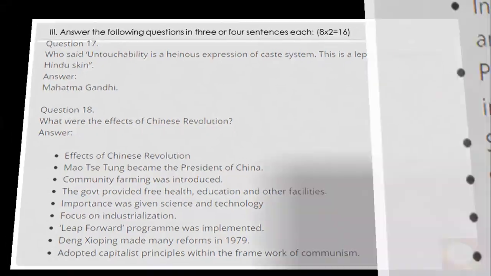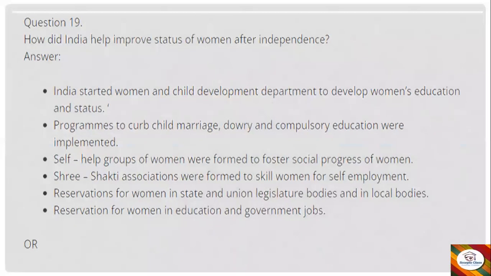Okay. Next, question number 19. Here you have internal choice. You have 2 questions. Any one you can attempt in question number 19. So, how did India help improve status of women after independence? Answer. India started Women and Child Development Department to develop women's education and status. Programs to curb child marriage, dowry, and compulsory education were implemented.